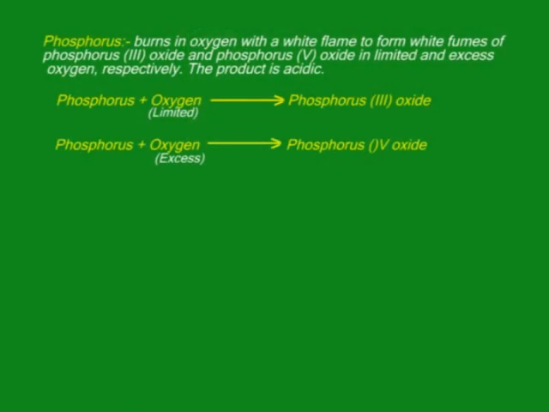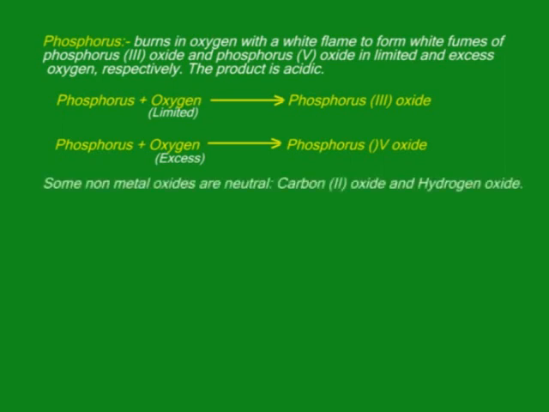And this can be represented by the following equation: phosphorus plus oxygen in limited supply will form phosphorus 3 oxide. Phosphorus again with oxygen in excess supply, or in plenty, will form phosphorus 5 oxide. And again, the solution of this is acidic. Now, some nonmetal oxides are neutral, including carbon 2 oxide and hydrogen oxide.